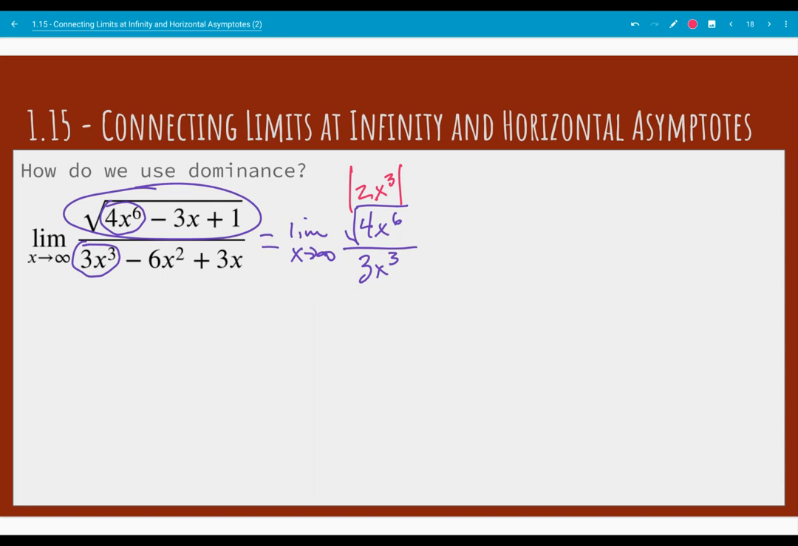All right, so the numerator is behaving like 2x cubed, the denominator is behaving like 3x cubed. Now we have the same degree on top and bottom, which means we can just divide those coefficients. So this is going to be 2/3.